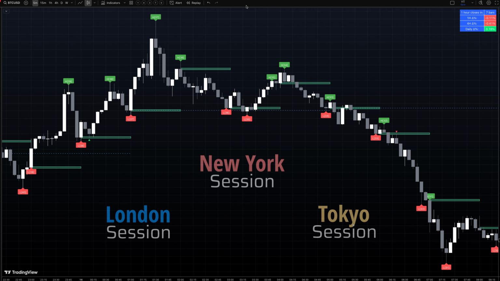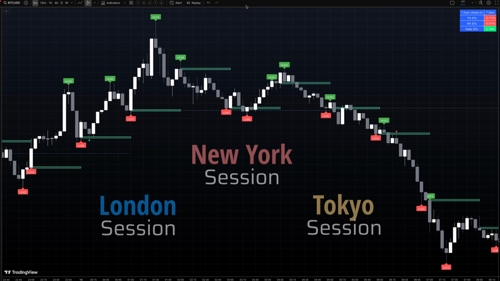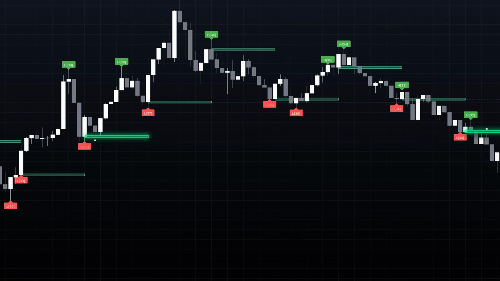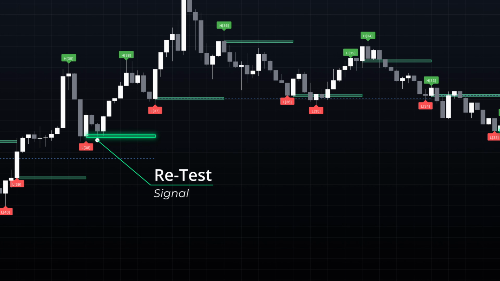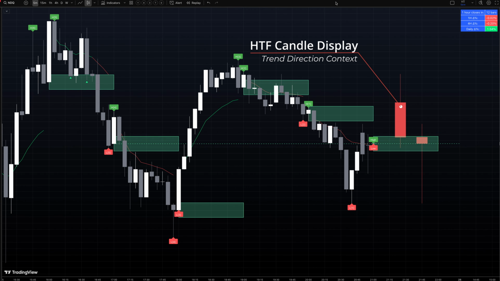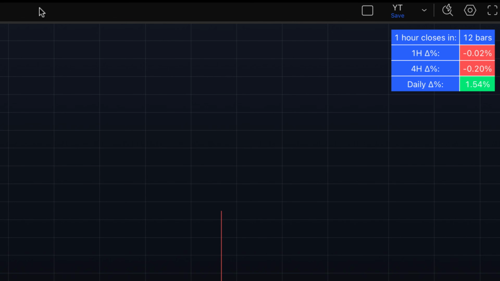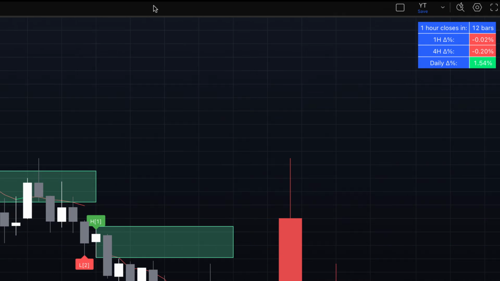The system performs well during active trading sessions, where institutional activity creates respect for hourly opens. The retest functionality captures support resistance dynamics, as algorithmic traders and institutions often defend or challenge these levels. The higher time frame candle display provides context for trend direction, while the hourly average line helps identify whether current price is above or below the session mean. The percentage change table offers performance metrics across multiple time frames, enabling assessment of momentum alignment.